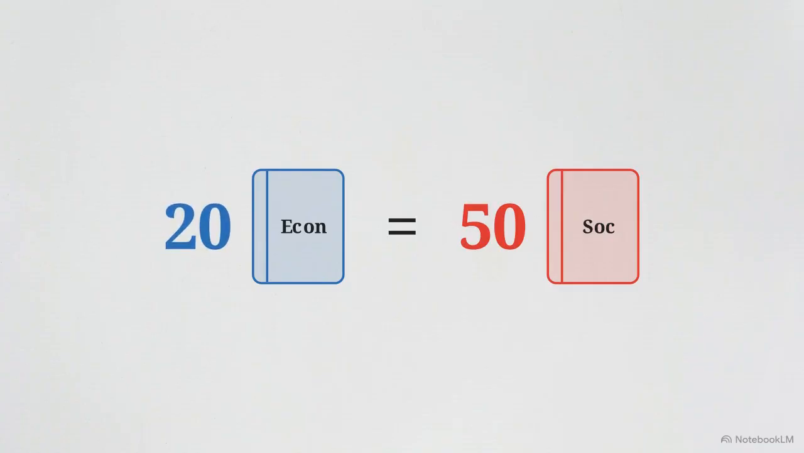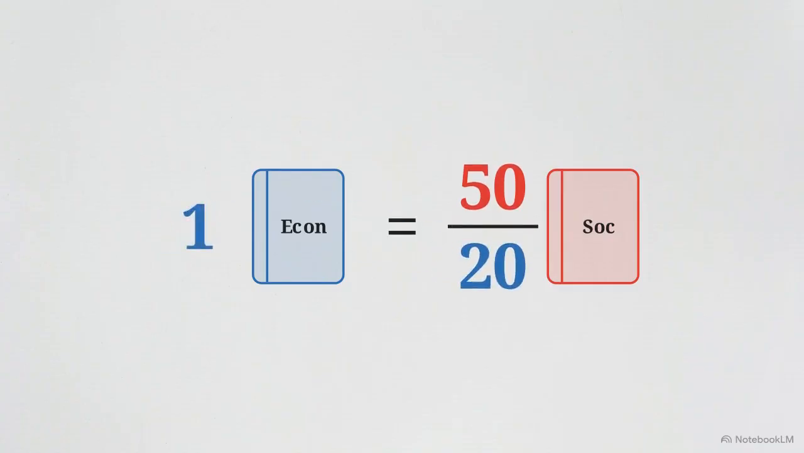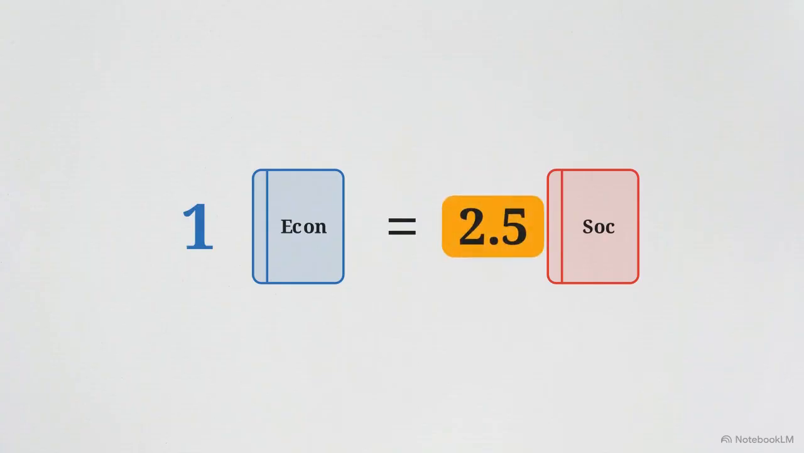To find the opportunity cost of 1 economics page, slide the 20 underneath the 50. 50 divided by 20 is 2.5. 1 economics page costs 2.5 sociology pages.